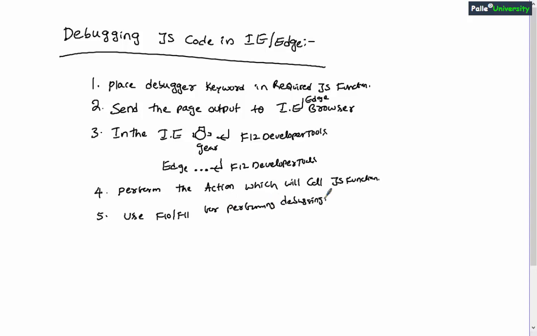Now, whatever the steps I have written over here, I would like to execute all these steps directly in my Visual Studio by opening a sample program. Sometime back, while explaining the debugging technique in Google Chrome browser, I created a factorial page, right? In that page, I created one function for calculating the factorial for the given number. I will open the same code and show you how to debug that JavaScript code in Internet Explorer or in the Edge browser.